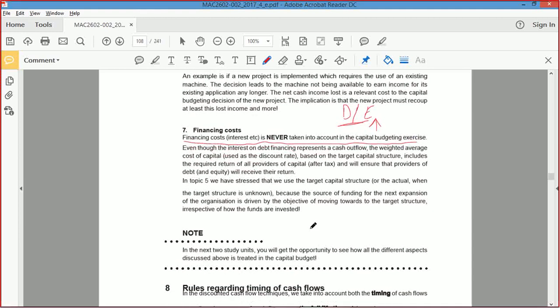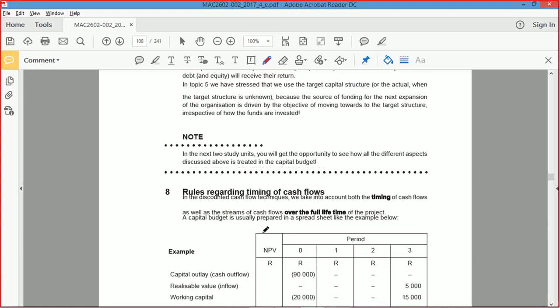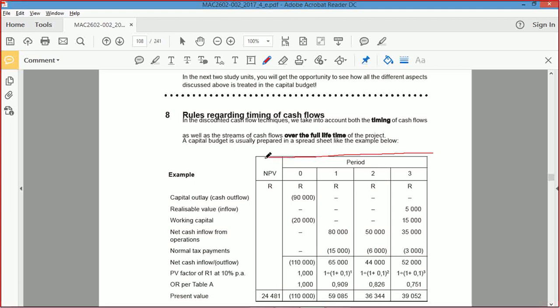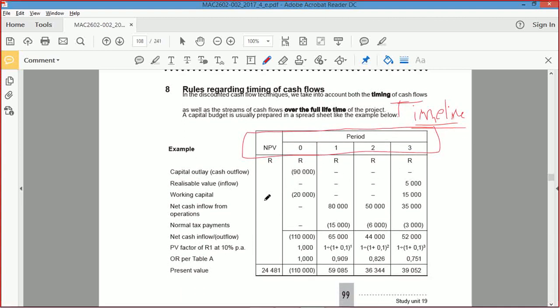Right, then they talk about rules regarding timing of cash flow. Timing is important because you're going to always draw up a timeline. You know this from DSC. Always draw up a timeline. Once you've got the timeline, we're then going to insert things on the actual timeline to show where the cash flows are.